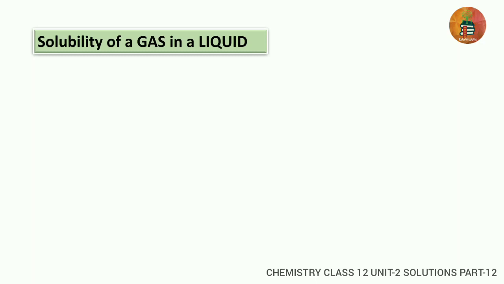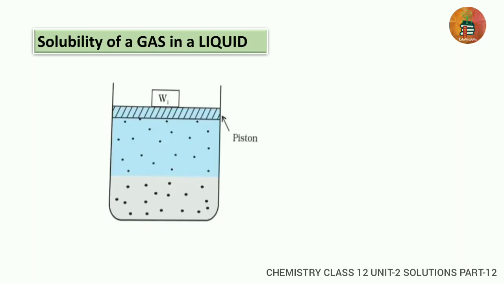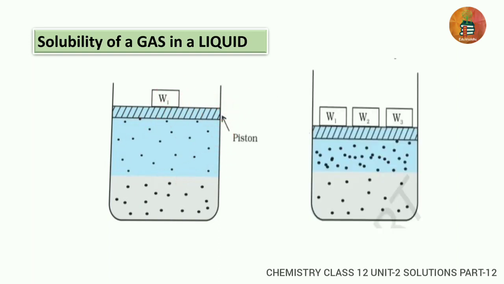If you consider a gas which is going to be dissolved in a liquid, see here, this blue colored one is a gas and the gray colored one is a solution. There is a piston. Through a weight, that piston is made to move down, or pressure is applied. If you keep the temperature of the system constant and go on increasing its pressure, as the weight has been increased, the pressure is increased. So as pressure is increased, more and more gas particles will be dissolved in this solution.